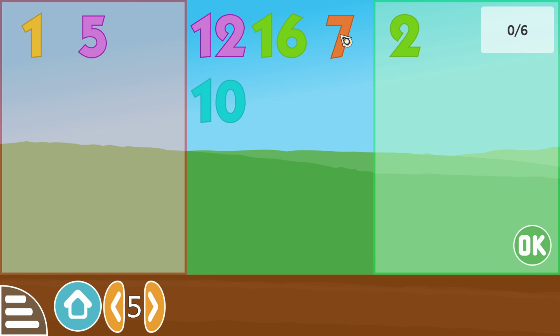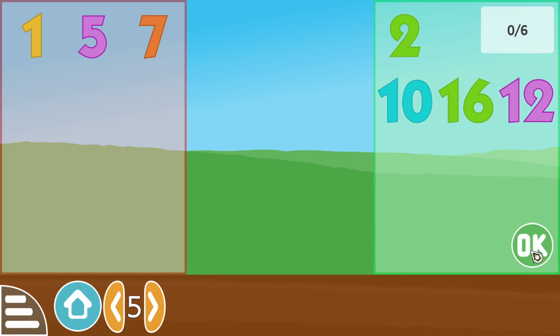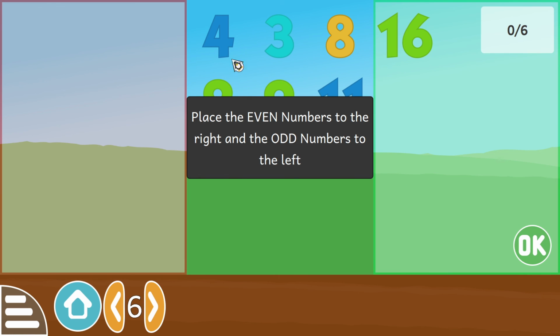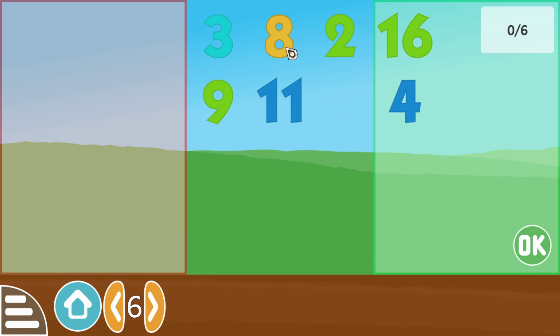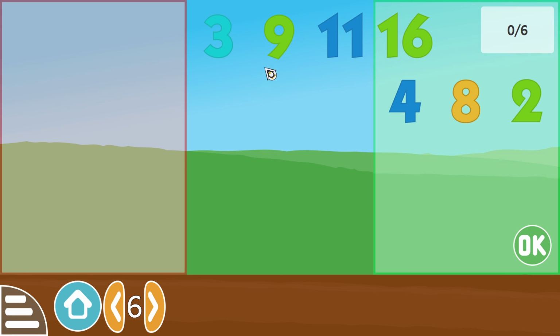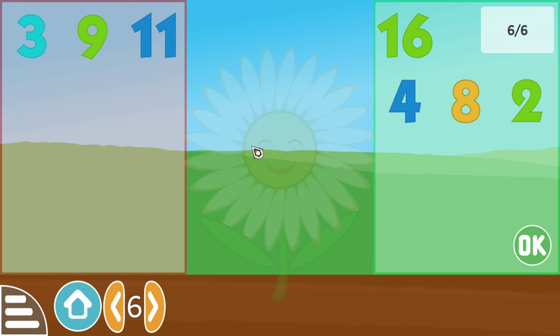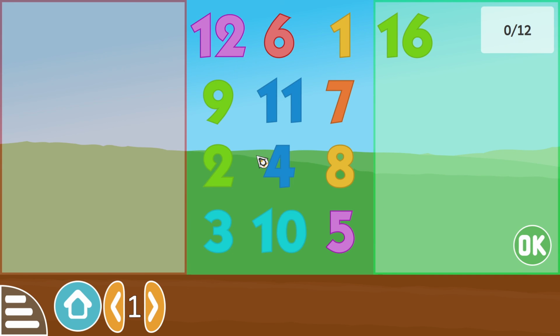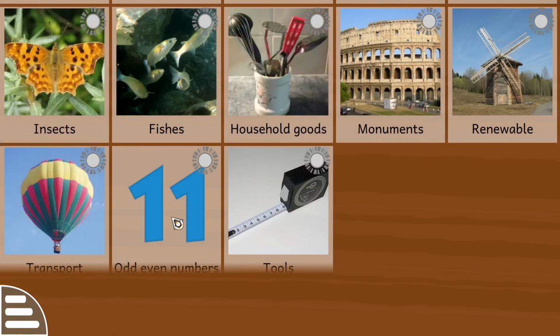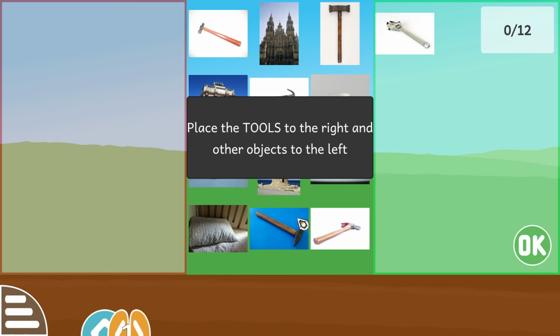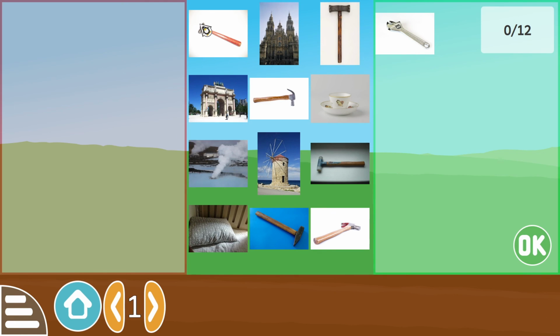So 1, 5, and 7, 10, 16, and 12. Four, 8, and 2, and 3, 9, 11 are odd. And we're back to the beginning, which leaves us with 1 to go. Last to go are tools.